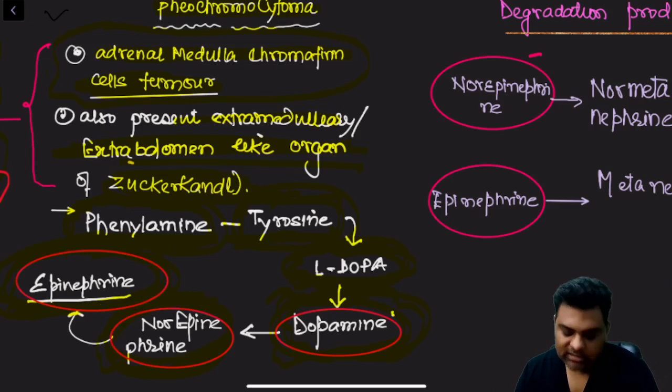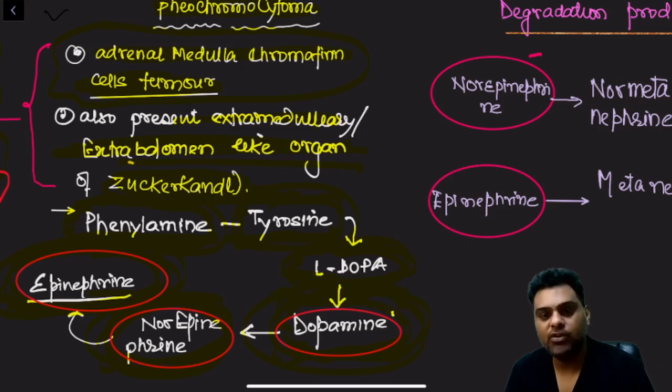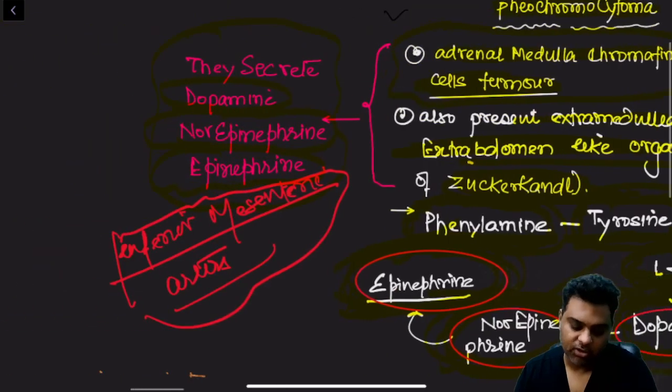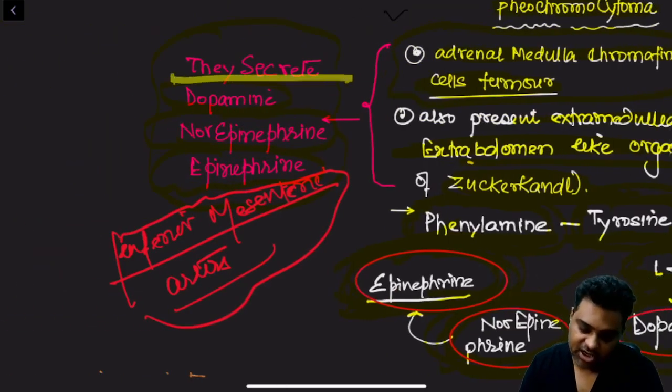So whatever the three constituents are circled in red, pheochromocytoma can secrete them. That is, it can secrete epinephrine, norepinephrine, and dopamine. So if someone asks you what pheochromocytoma secretes, the answer will be dopamine, norepinephrine, and epinephrine. This is what is written here, that they secrete dopamine, norepinephrine and epinephrine.